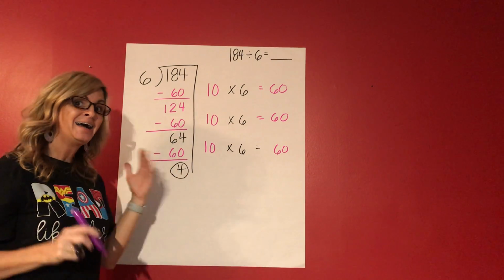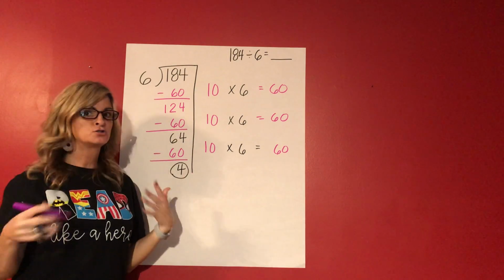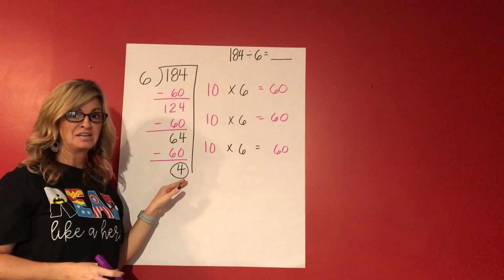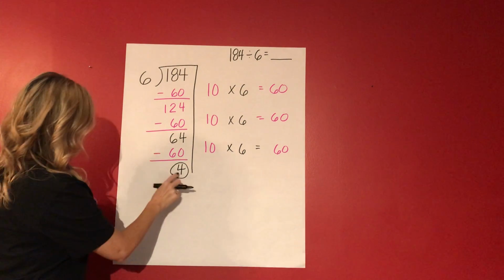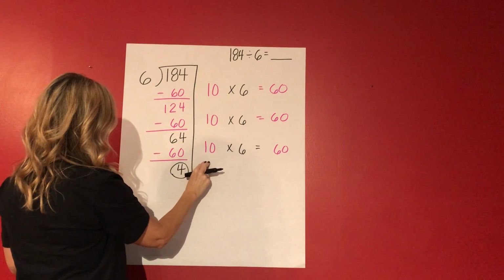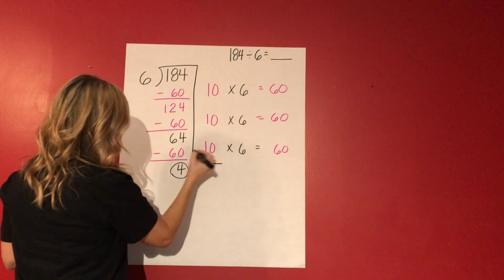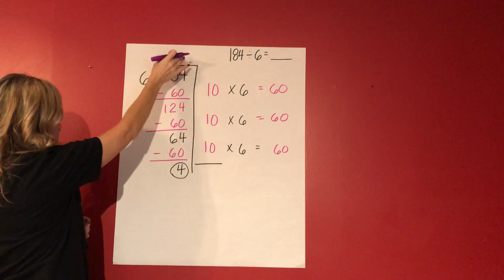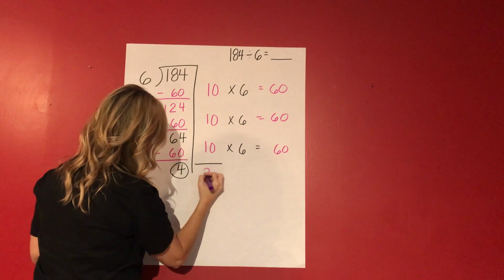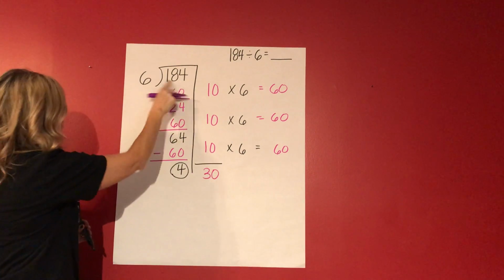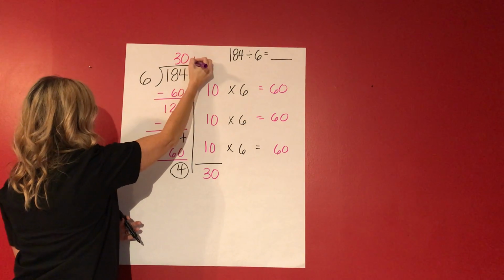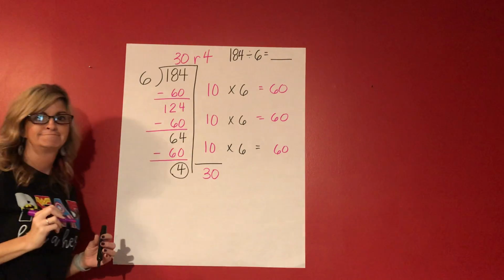Now, I know that 4 is less than 6, so there's not a factor that I can multiply by 6 in order to get 4. So this is going to be a remainder, okay? So I automatically know that I already have a remainder. But what I need to do is add these 3 numbers that are my partial quotients in order to get my full quotient. And I know that 10 plus 10 plus 10 is 30. So my answer for 184 divided by 6 would be 30, remainder 4.